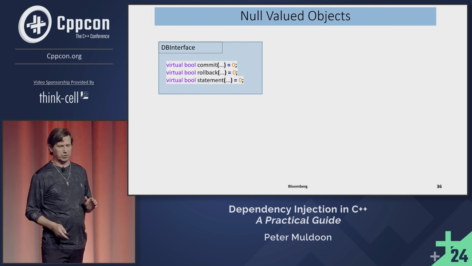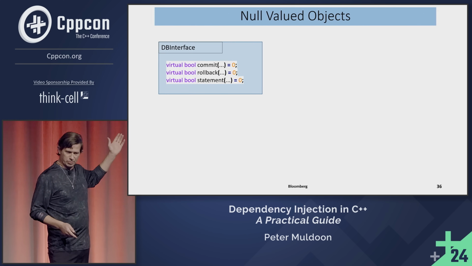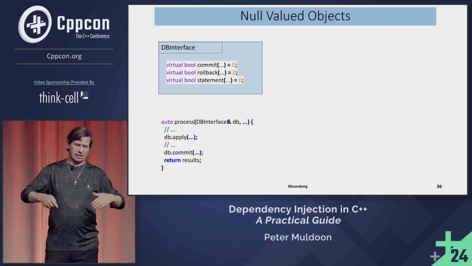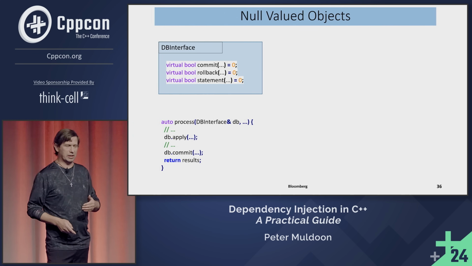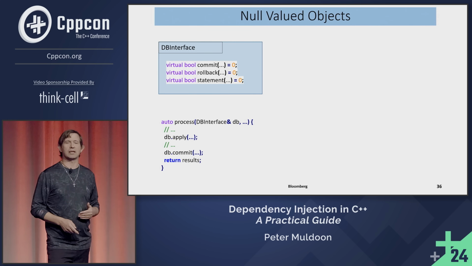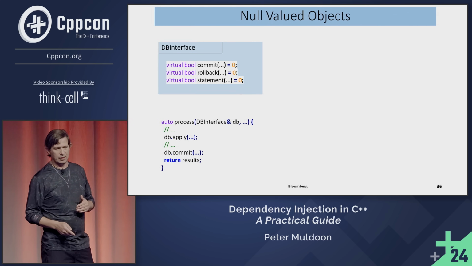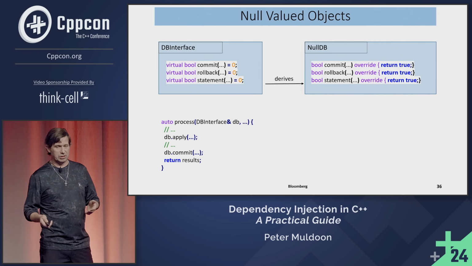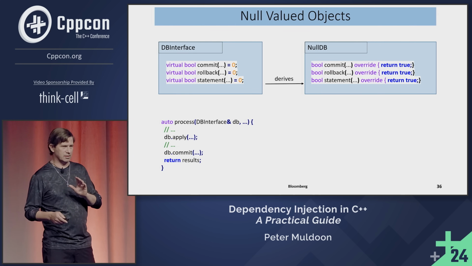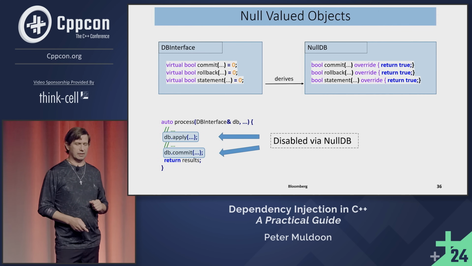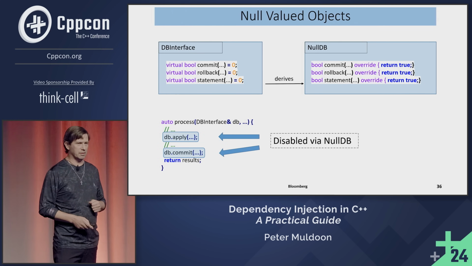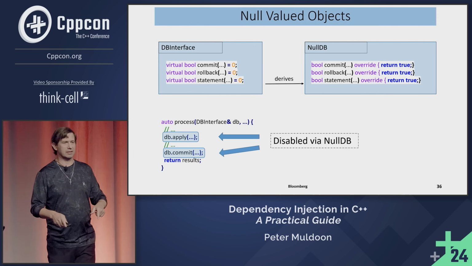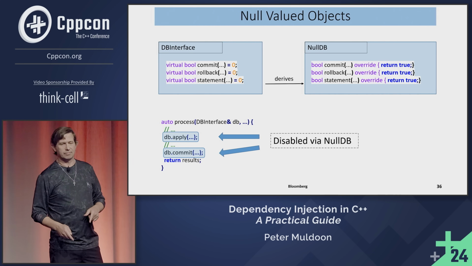An example of that would be a DB interface, which has the normal apply, commit, and rollback operations, and I have a process that takes this interface in and uses the apply and commit. But I'm doing testing, and I don't need to test the database. I'm trying to test the results. I switch it off by deriving from a NullDB class, which just has very simple functions that essentially say don't do anything. Then I've disabled all the database stuff. So that stops undesirable side effects, like trying to write to a database in my unit testing.